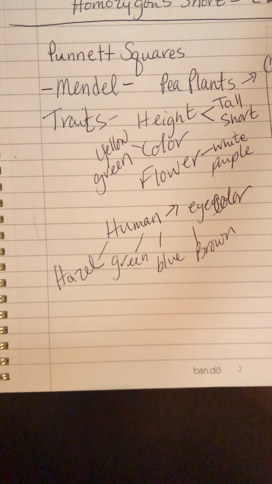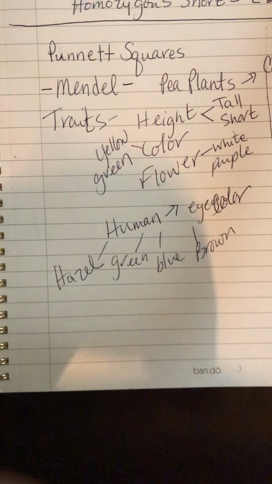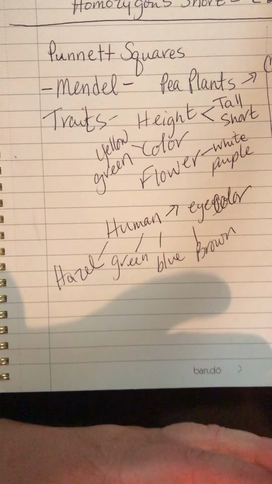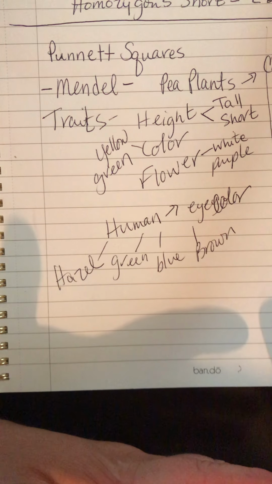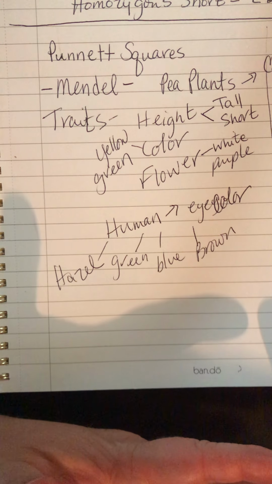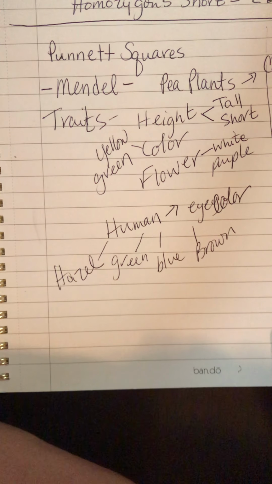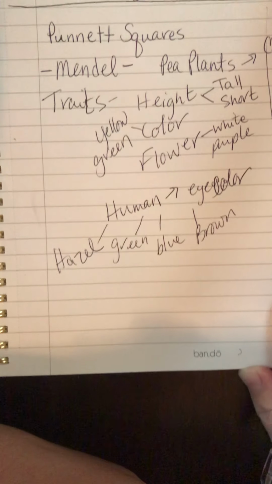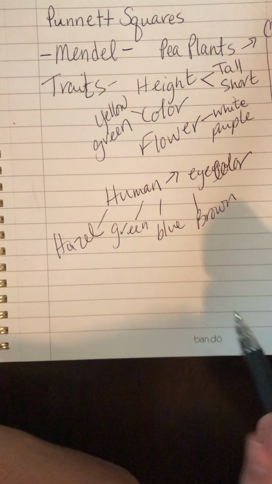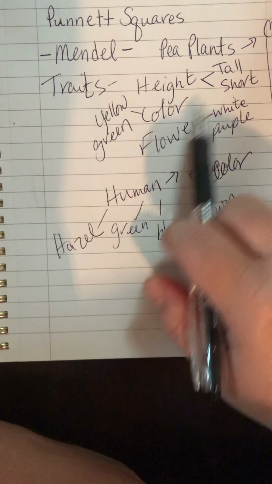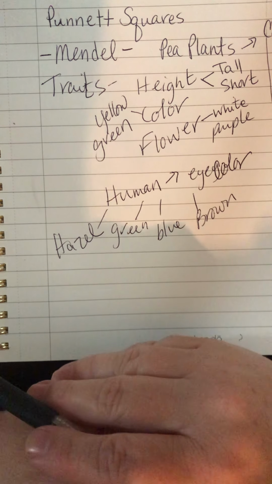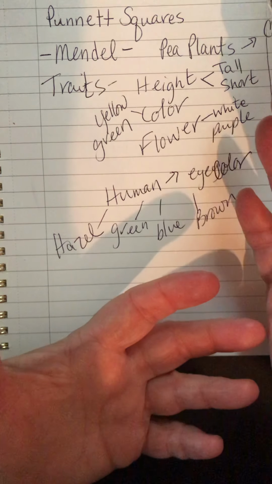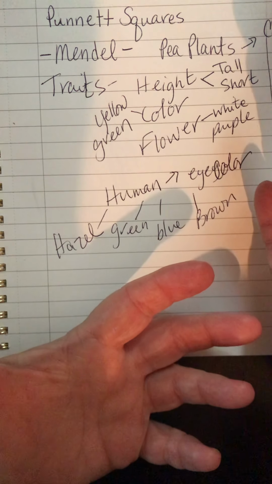There are some human traits, like that hitchhiker's thumb, that are complete dominance. There's just 2 forms. Either you have the hitchhiker's thumb or you don't. And that's it. So there are some human traits like that, but most human traits are not like that. All right. So Mendel was studying the pea plants, and he was trying to manipulate these traits, which is great.